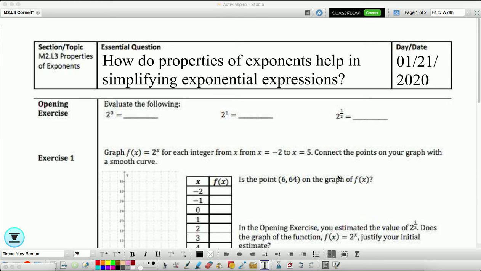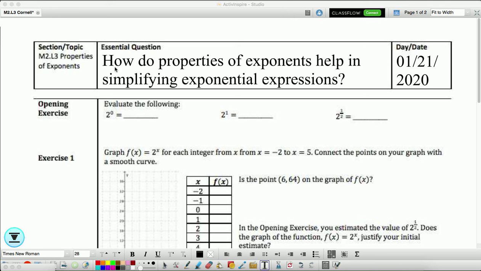This should be somewhat familiar to you guys. You saw it back in Algebra 1. That was a few years ago, so I figured I'd make a whole new lesson on it, because we will be using these properties of exponents when we start to solve exponential equations. So you kind of need to be comfortable with these before we can move on to logarithms and just generally solving for exponential functions.